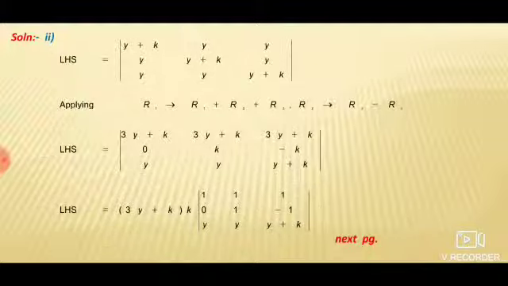Dear students, let me begin with the second question. Question number 10, sub question 5. Prove that determinant y plus k, y. Second row elements are y plus k, again y. Third row elements of same determinant are y and y plus k. We have to show that this is equal to 3y plus k into k square.